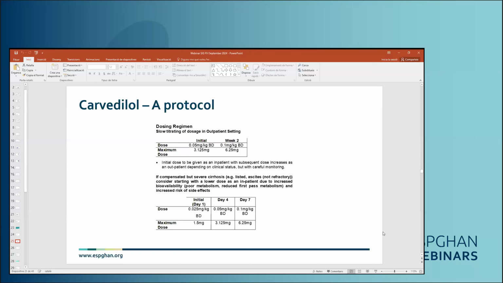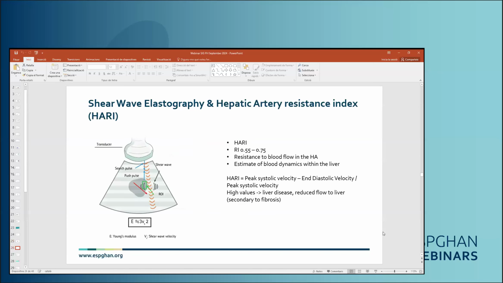So we start at a much lower dose and build it up slowly, with weekly increases, and then the outpatient group. Next slide, please, Maria.